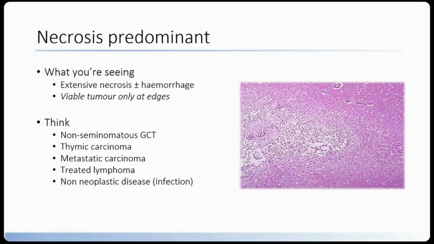So the things to think about in terms of necrotic lesions. We've said non-seminomatous germ cell tumors, thymic carcinomas, metastatic carcinomas, treated lymphoma. But I think it's also really important to make sure that infection is part of your differential. So could this be sampling of a very necrotic lymph node, where this is actually mycobacterial infection, and it may be that this is the first time that infection has been considered.